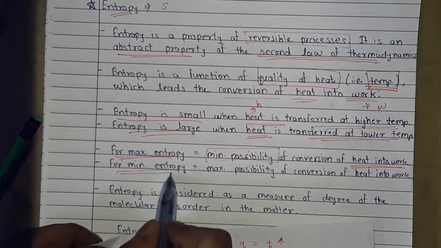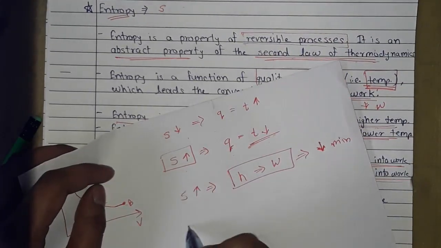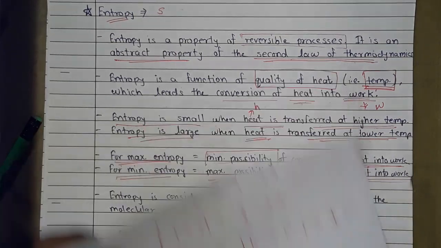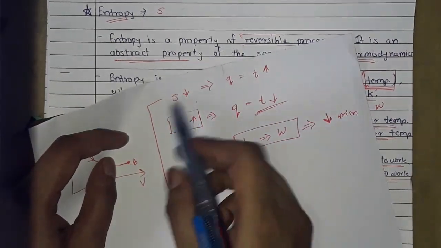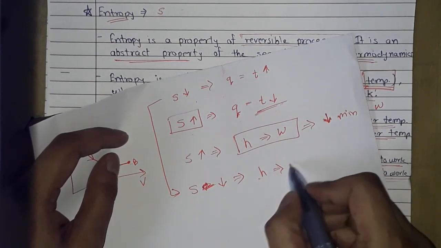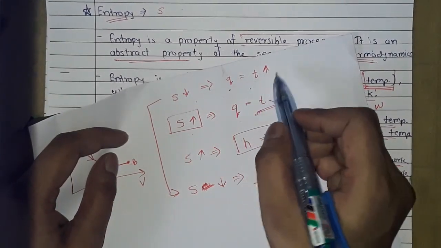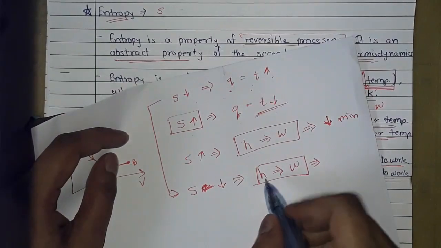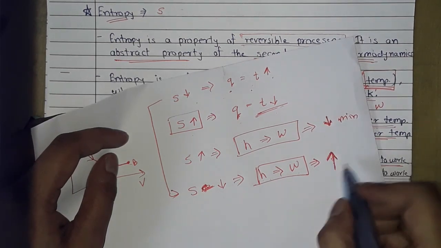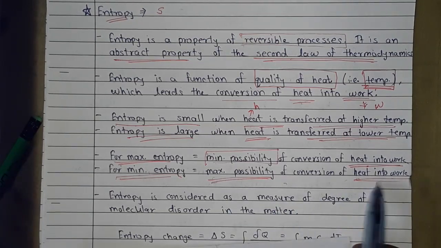And now here, for minimum entropy, there is maximum possibility of conversion of heat into work. Here, friends, when entropy is minimum, that is small, then there is maximum possibility of conversion of heat into work, as in this case we supply heat at higher quality, that is at higher temperature. So work output is increased, it is maximum here.